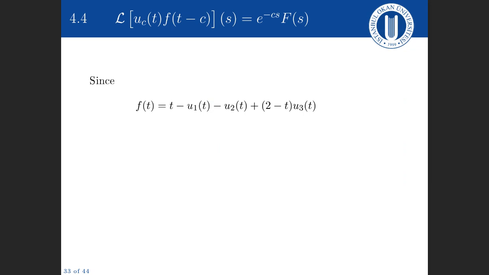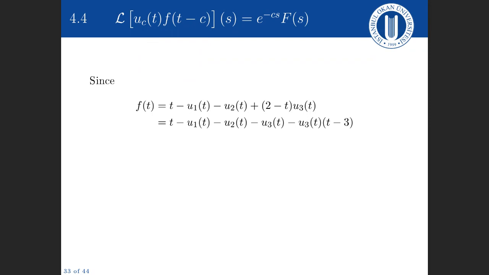And we've seen that we can write this as t minus u1 minus u2 plus 2 minus t u3. Now look at the formula at the top. In the formula at the top, we have uc and we have f of t minus c. And these need to be the same. But in our function, we don't have them the same. I have a 2 and I have a 3. I need to change my function slightly so that I make these two numbers the same.